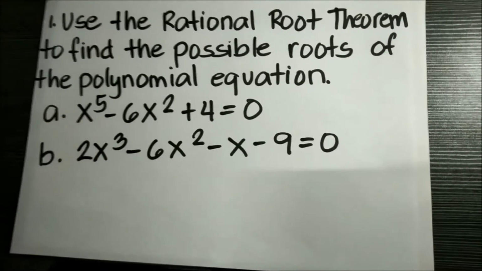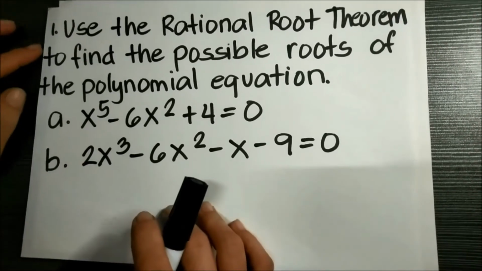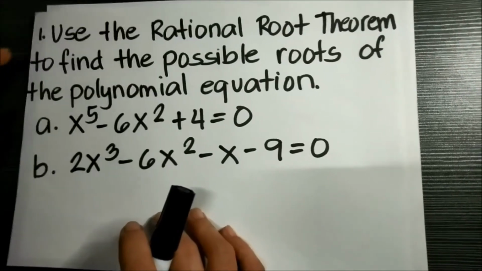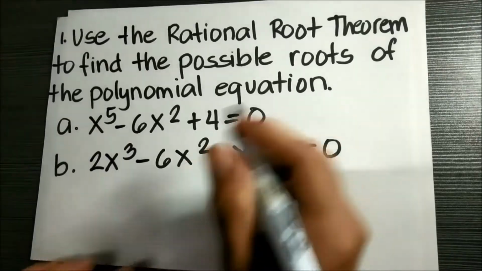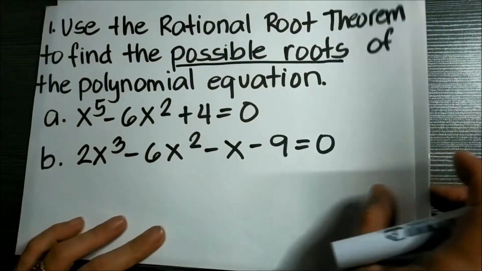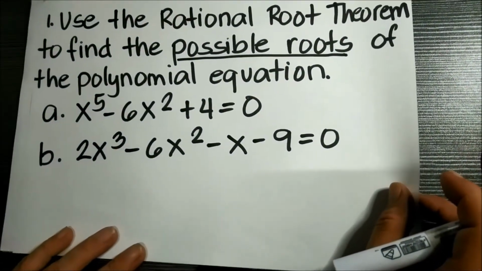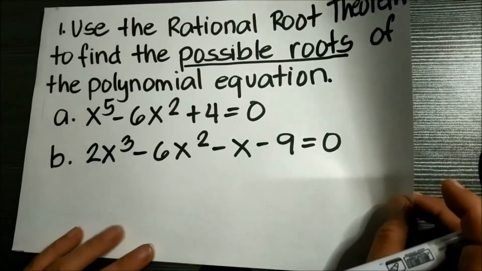Okay, let's go to example 1 of the rational root theorem. So, use the rational root theorem to find the possible roots of the polynomial equation. So, since in example 1, you were only asked to find the possible roots, then we are not going to solve. So, let's start with letter A. X to the fifth minus 6x squared plus 4 equal to 0.